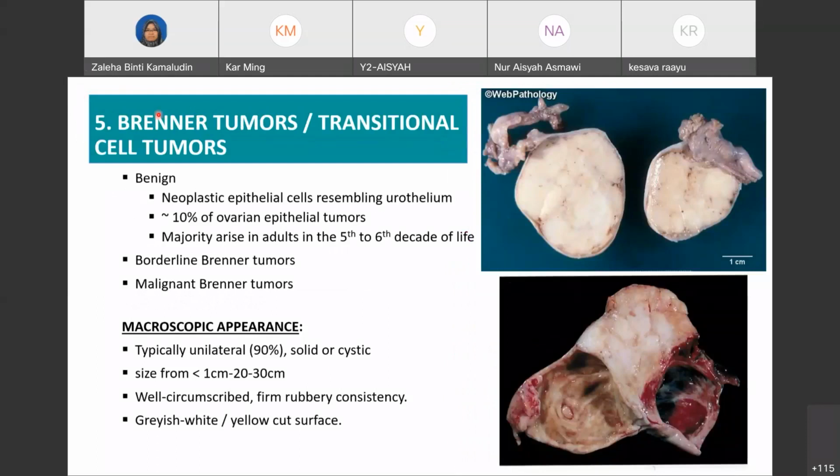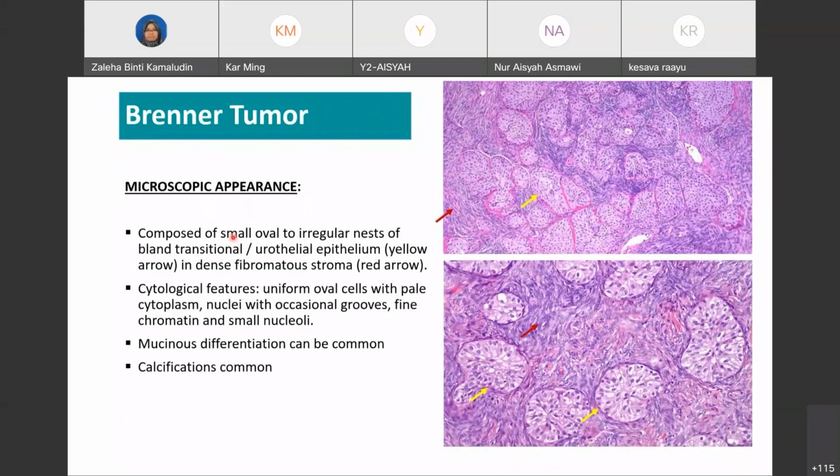Okay, the last type of the surface epithelial tumor is actually the Brenner, or known as the transitional cell tumor. The tumor is quite rare and most of them are benign. Again, it can be divided into borderline and malignant as well. Microscopically, the difference with this tumor is actually based on the color, because this tumor is producing hormone, so it has a yellowish, solid to cystic appearance. Usually on the cut surface, we can appreciate the rubbery consistency. And this is an example of the yellowish color tumor with a cystic area. And this is how the Brenner tumor looks.